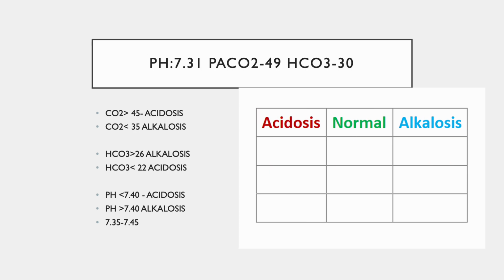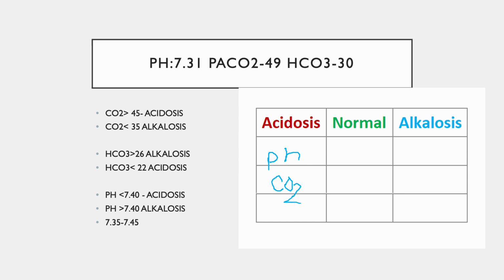All right, so the pH is 7.31. So the pH is low. So we're going to put that under the acidosis side. And then our CO2 is 49, so that is high. So we're going to put that under the acidosis side as well. And then our bicarb is 30, which is high as well.